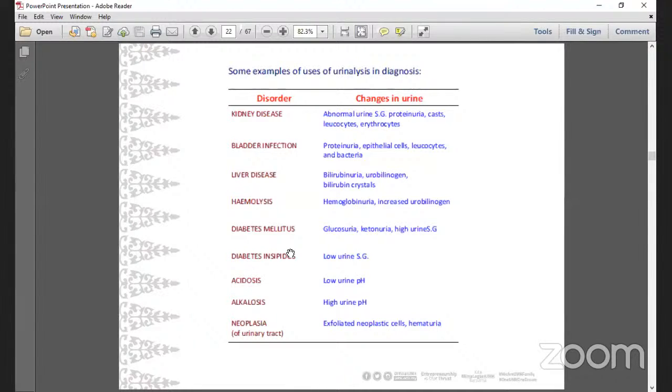And one more thing is neoplasia of the urinary tract. For example, transitional cell carcinoma, the TCC, we might see exfoliated neoplastic cells, the presence of neoplastic cells in the urine, and there will also be hematuria because the neoplastic cells invade the blood vessels and cause hemorrhage. That's why you observe presence of red blood cells.